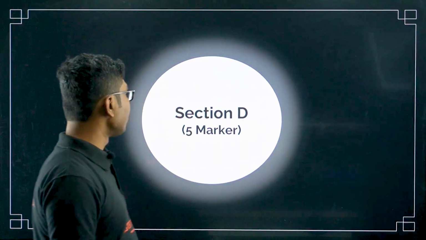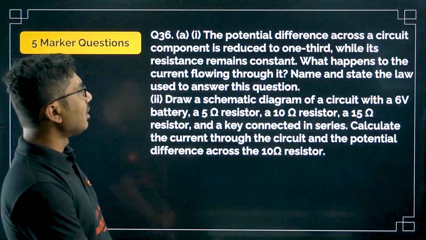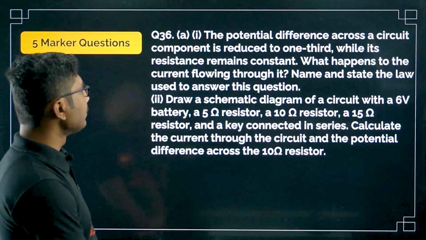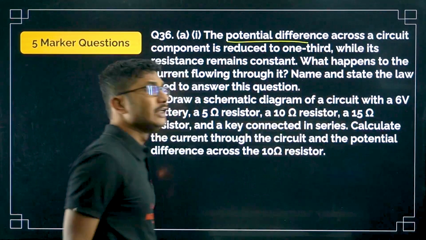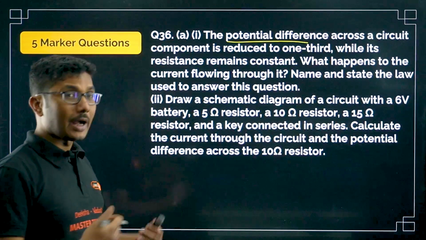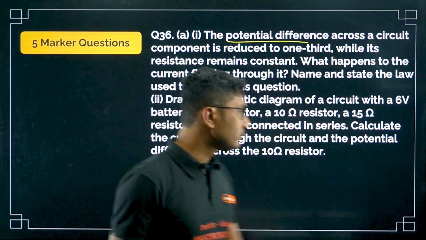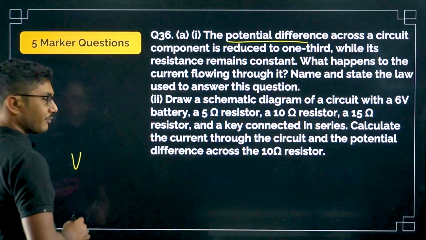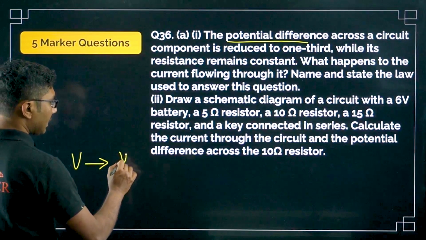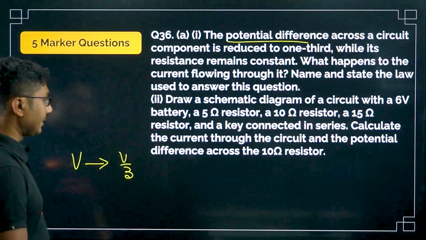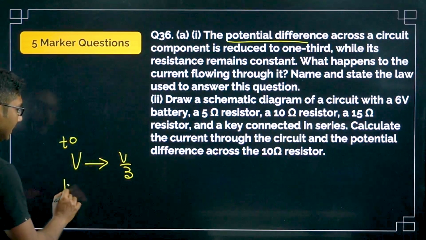Now let's move on to the 5 marker section. A potential difference across a circuit component is reduced to 1/3. Very easy question. The potential difference is reduced to 1/3, not reduced by 1/3. What is the difference between reduced to 1/3 and reduced by 1/3? Reduced to 1/3 means, suppose the initial voltage was V, the new value is V by 3.